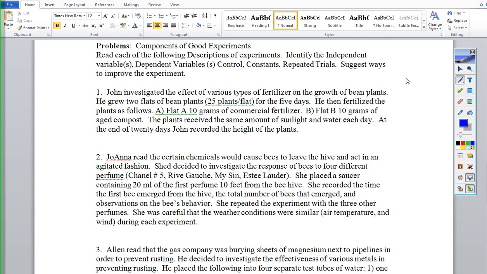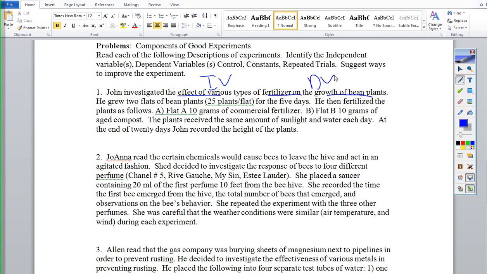So what you're seeing here, and Ms. Matheny pointed this out to you guys, write on your stuff. So John looked at the effects of fertilizer on the growth of bean plants. So when you think about it like this, a good title should show you the IV and the DV before you even get into breaking it down.